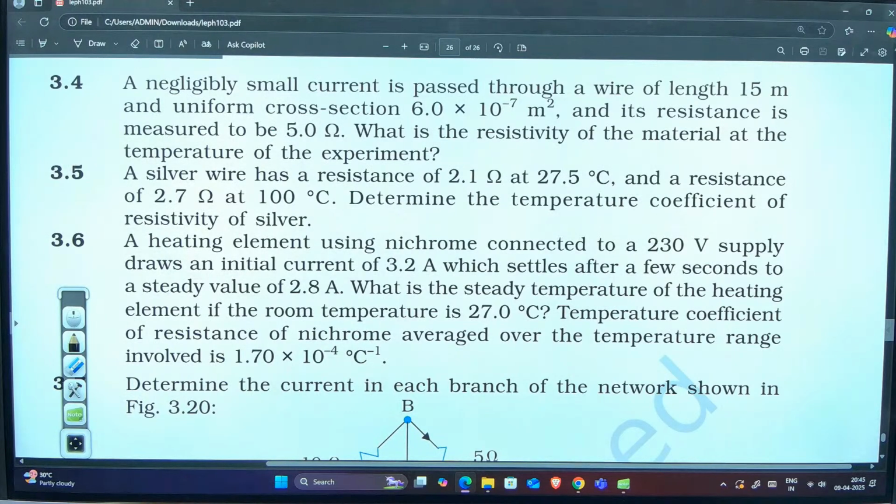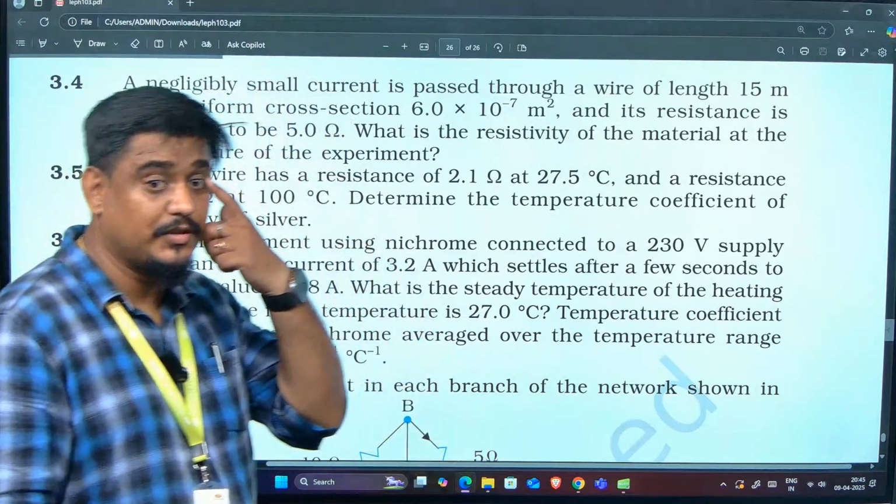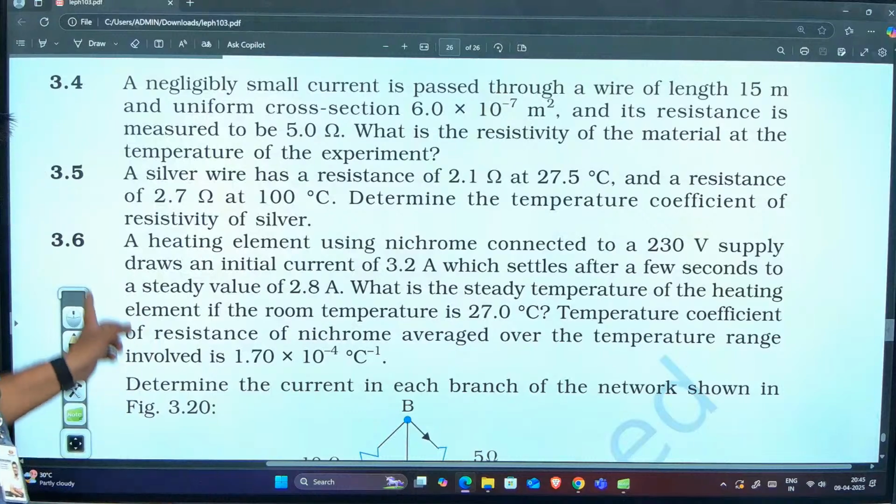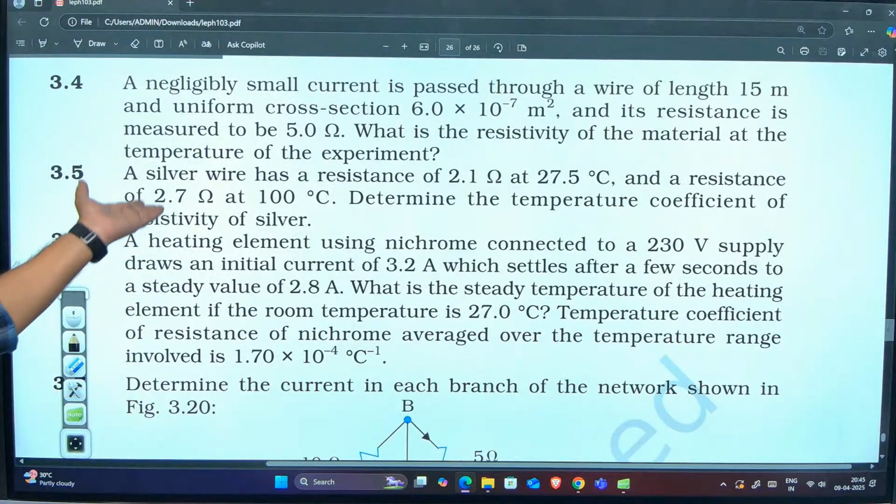I think you are added. Kartika Balan is added. Litish not added. Name? Which one? 3.6 is? Do, yeah, why not? You can do. Whatever question we can solve, you can solve.